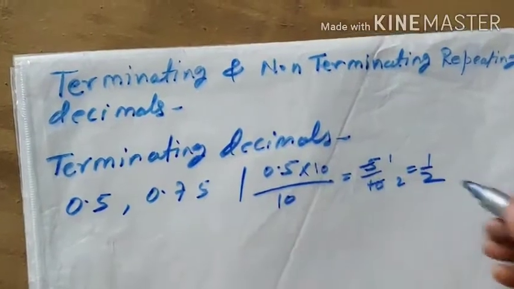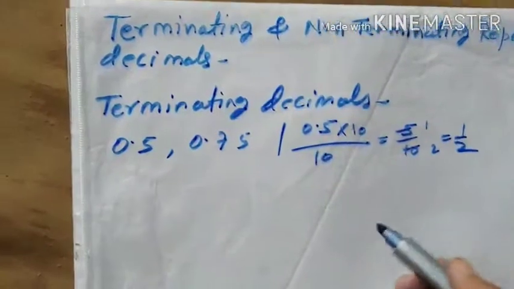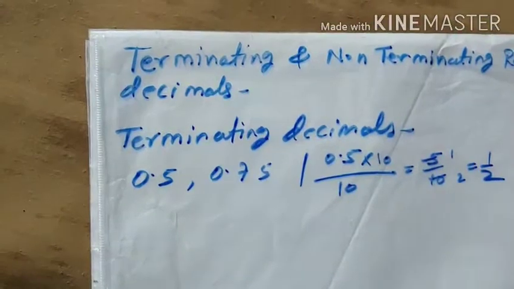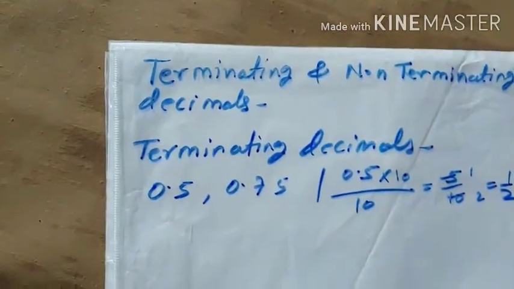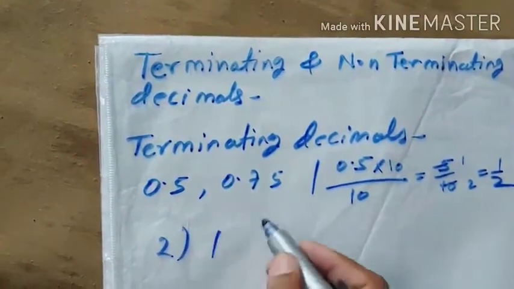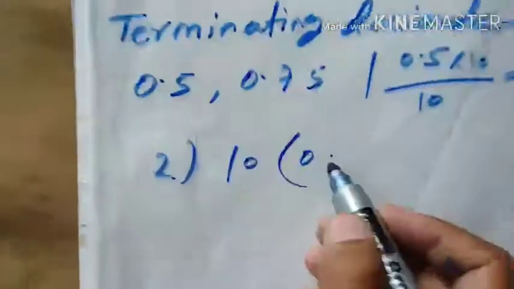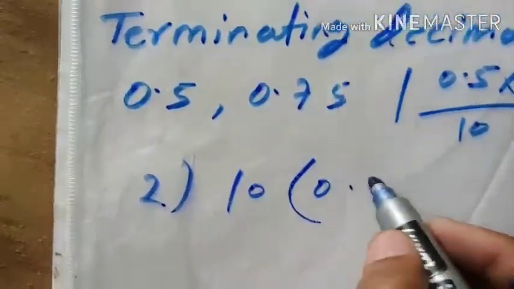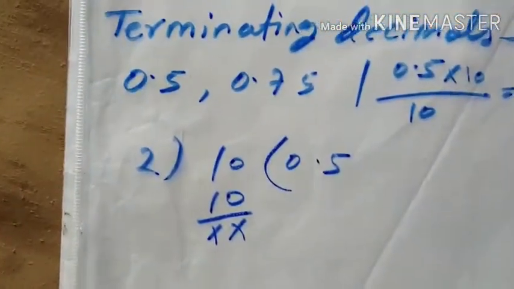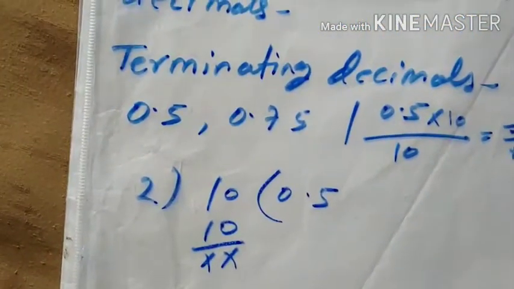Again, I am taking the next example. First we will check whether 1 by 2 is terminating or not. If you are getting the remainder 0, how? Just divide 1 by 2. 0 point, the point will allow you to add a 0 at each step. 2 fives are 10. You have got the remainder 0 here in only one step, so it is a terminating term.